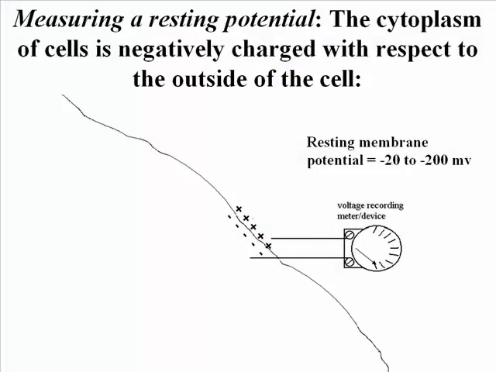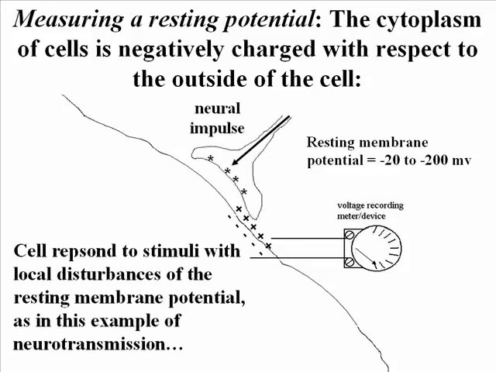In this cartoon we have a voltmeter with one of its electrodes penetrating the membrane of a cell. And this is how we would measure the resting potential. The voltmeter will register minus 20 to minus 200 millivolts, telling us that the interior of the cell is indeed negative relative to the outside of the cell. The resting potential ranges from about minus 20 to minus 200 millivolts. This will depend on cell type. Most cells have a resting potential around minus 70 to minus 80 millivolts.